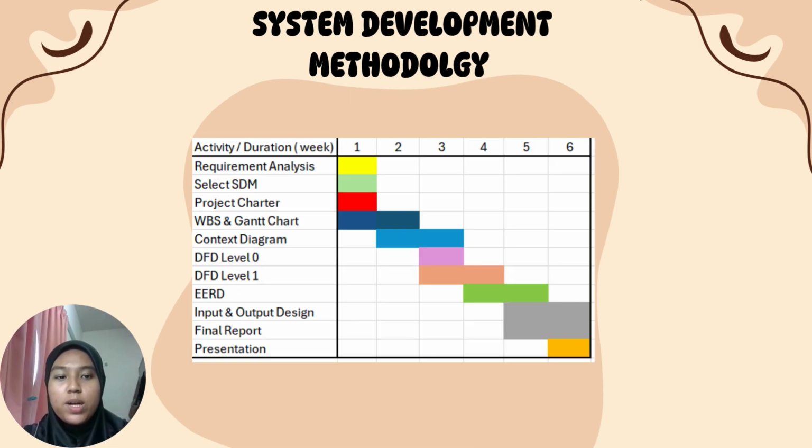Lastly, is about our Gantt chart. This Gantt chart shows the project schedule and timeline for developing the university accommodation management system. The project is planned over 6 weeks.